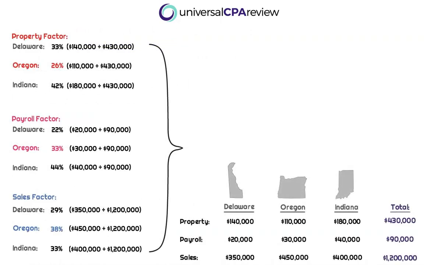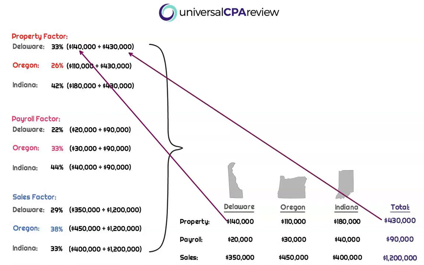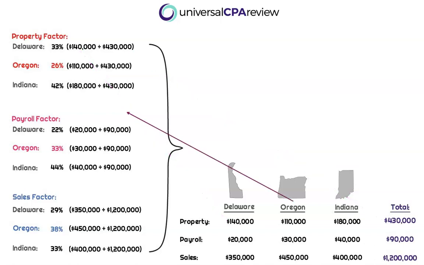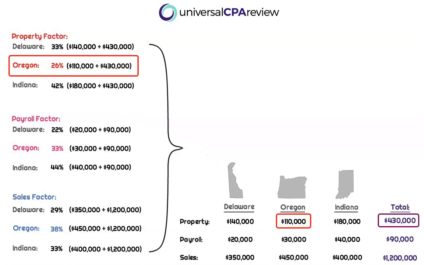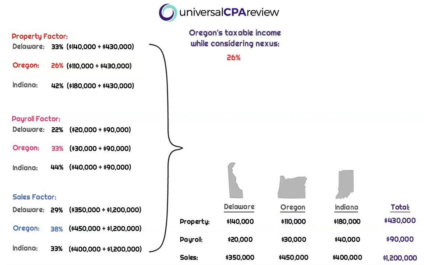So starting out with our property factor, we're going to take Delaware's $140,000 divided by the total property value of $430,000, which would give them a 33% property factor. Indiana would take their $180,000 divided by $430,000 to give them 42%. All right, but again, focused on Oregon, we're going to take the $110,000 divided by $430,000 to give them 26%. Let's next focus on the payroll factor.